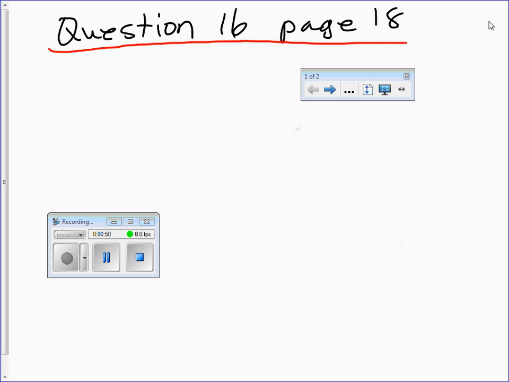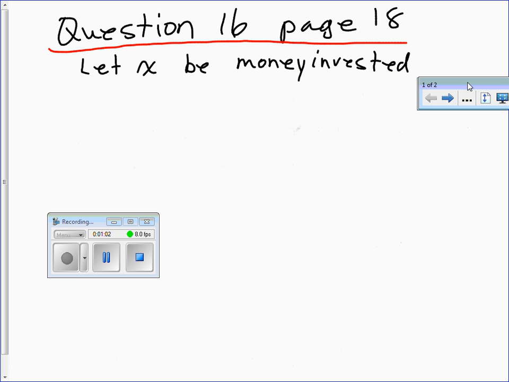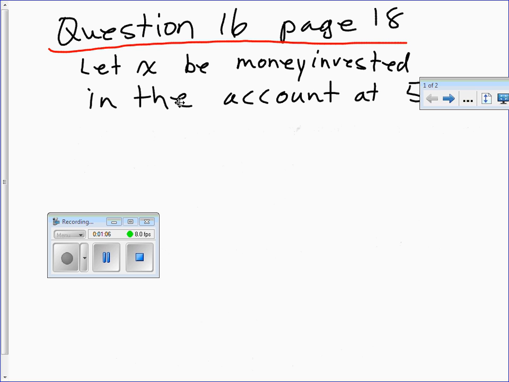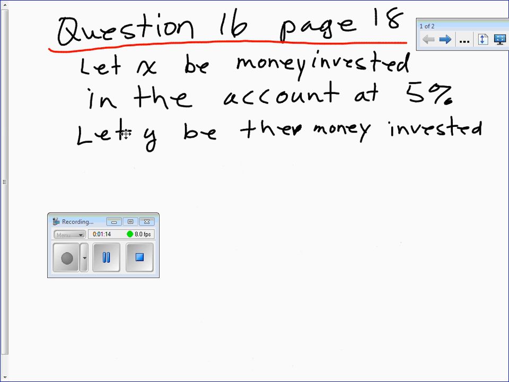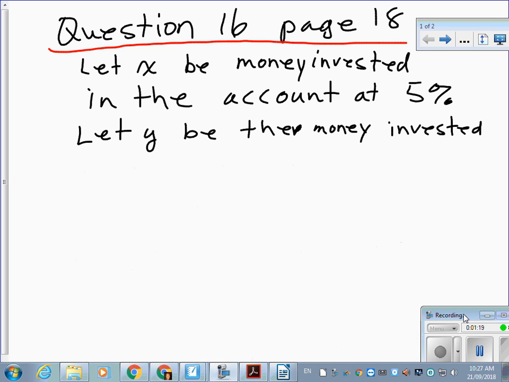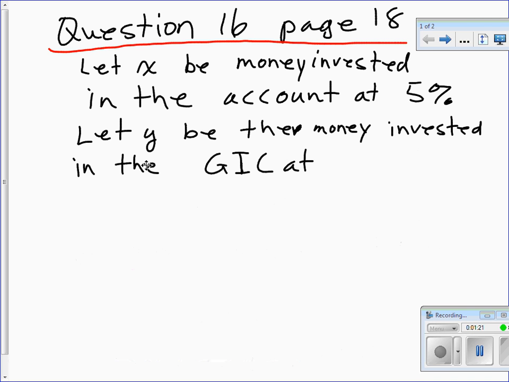So what you want to do is start by letting your X and Y variables be attached to the specific accounts. The first thing I'm going to do is say, let X be the money that's invested in the account that gives me 5%. And then I do the same thing for the Y value. Let Y be the money that's going to be invested in the GIC at 7.2%.